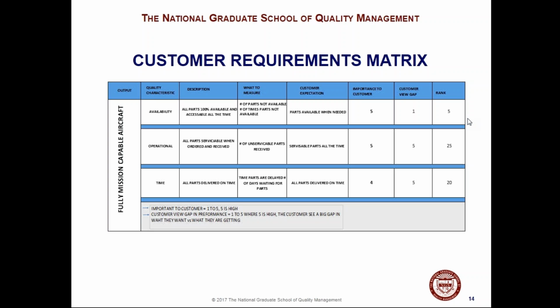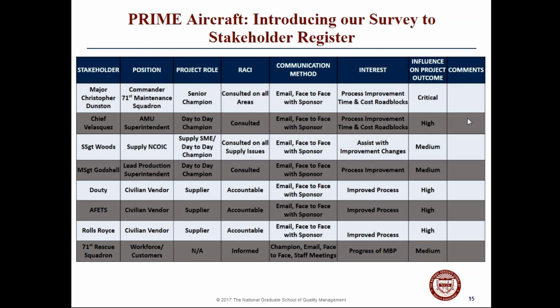Time, all parts delivered on time. Time parts are delayed. Know why they're delayed. All parts delivered on time is the expectation of the customer. Importance to the customer is a little lower, at 4, because we know sometimes things happen and it takes a little while to get the parts. But again, we're mostly concerned with getting the part. Next slide.